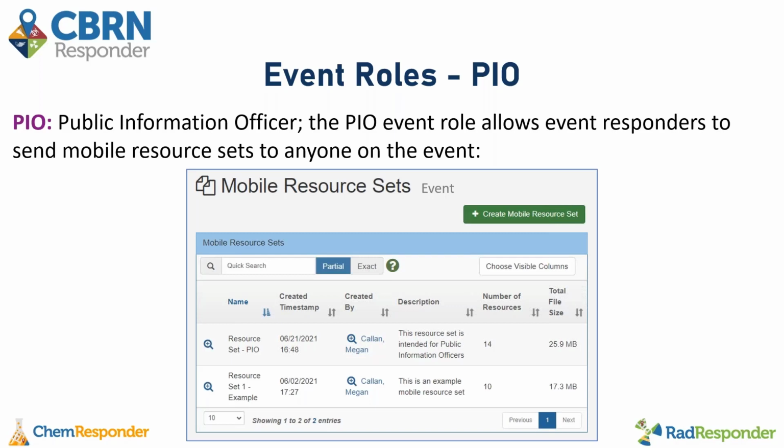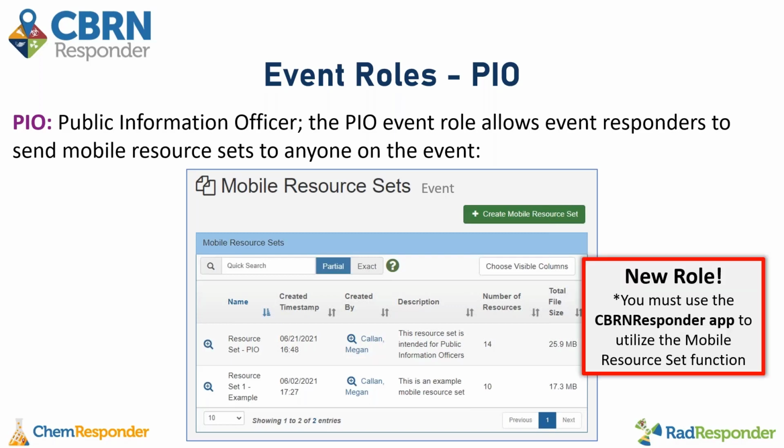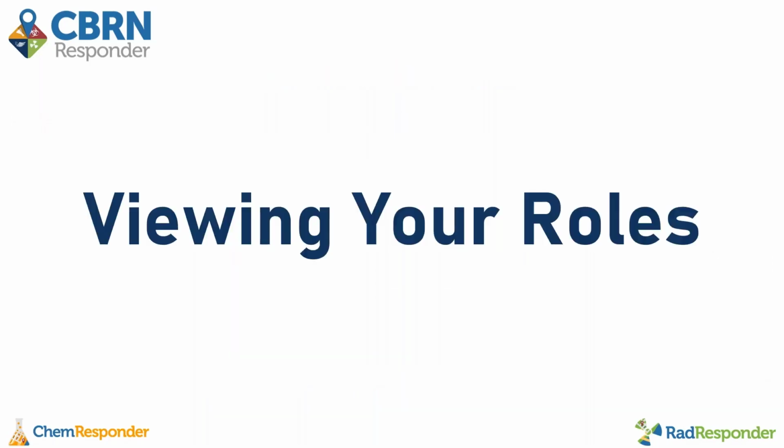There's also a PIO role at the event level. Again, this is a new role, so it is at the organization and the event level. At the event level, the PIO role can only send those mobile resource sets and create those sets at the event level. So now that we went over the different organization and event roles, I can now show how you yourself can view your own event roles and organization roles.